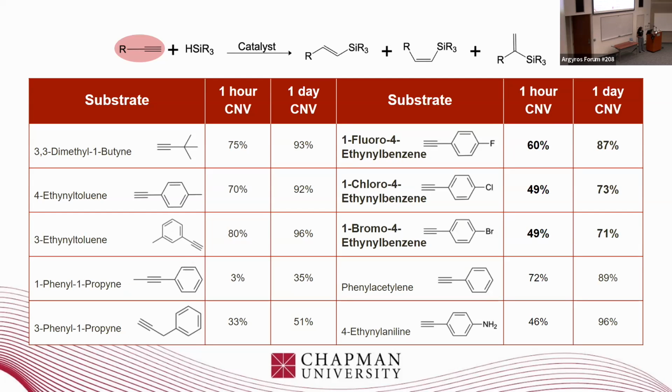Then we did an electronegativity test, which was comparing fluoro, chloro, and bromoethynylbenzenes. So the more electronegative atoms did have higher conversion rates than the less electronegative atoms, seen with fluorine at 87% after a day and bromine at 71% after a day.